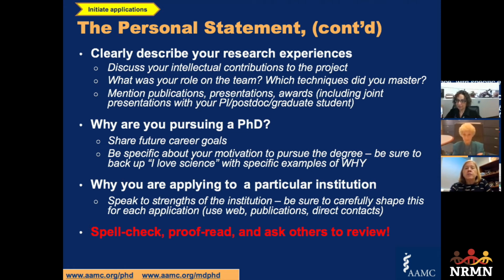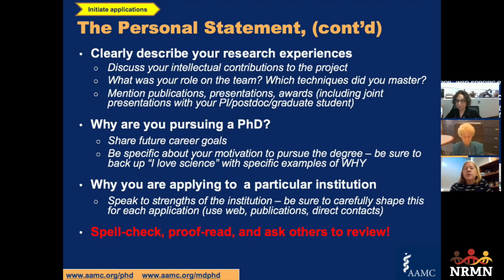And finally, in your personal statement, it is very illuminating when you are applying to a particular institution to explain why that institution is one that you've chosen to apply to. So you could talk about the strength of the faculty, you could talk about areas of science that are prominent on that campus, and you'll want to make sure you do this for each institution that you are applying for, and then be very careful that you send the right application to the right institution.